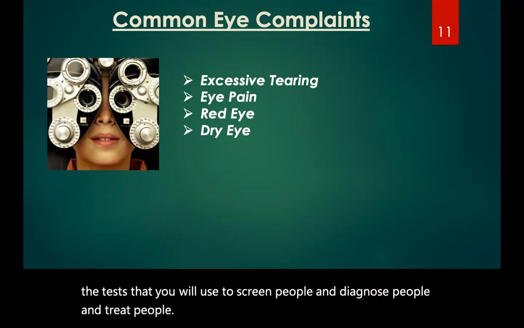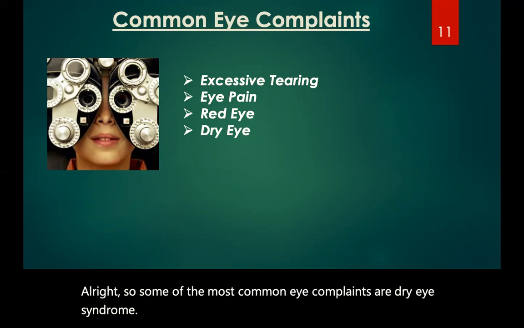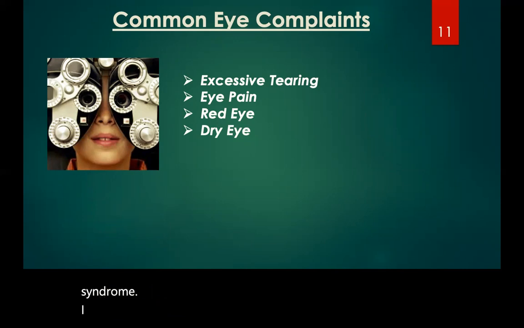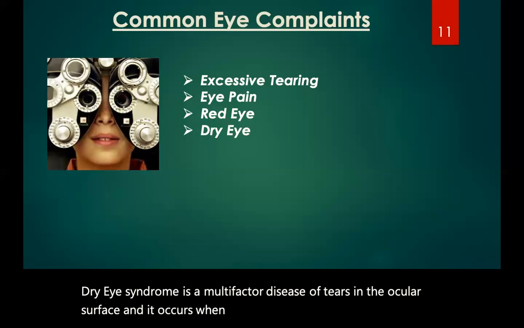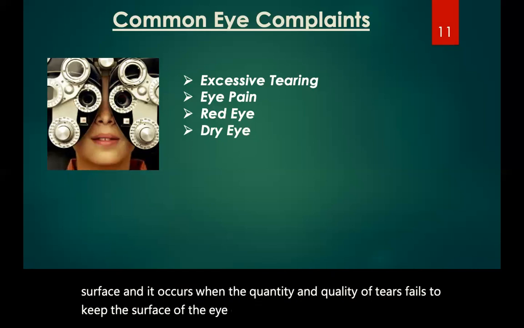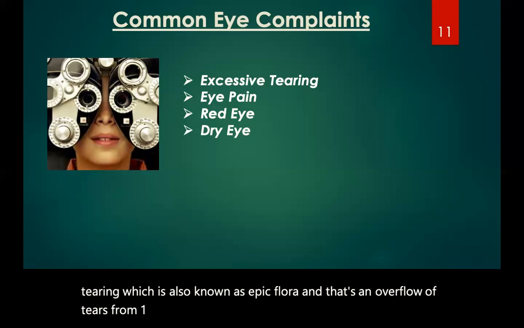All right, so some of the most common eye complaints are dry eye syndrome, eye pain, excessive tearing, and red eye. Dry eye syndrome is a multifactorial disease of tears in the ocular surface, and it occurs when the quantity and quality of tears fails to keep the surface of the eye lubricated, as opposed to excessive tearing, which is also known as epiphora, and that's an overflow of tears from one or both eyes and can occur continuously or intermittently.